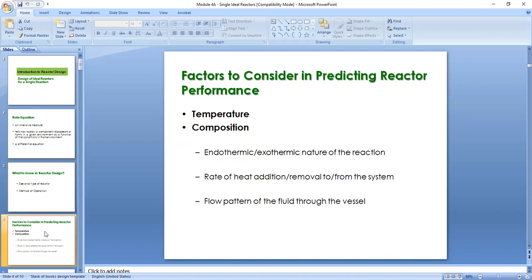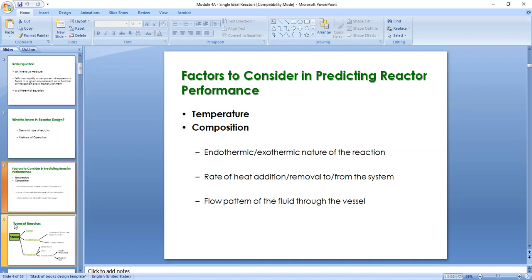Then we discussed the factors to consider in predicting reactor performance. So we have temperature and composition. Temperature has something to do with the endothermic or exothermic nature of the reaction, whether you need to supply energy, or whether there's a need for it to cool down, or energy to be rejected by the system. We also discussed the rate of heat addition and removal to and from the system, and the flow pattern of the fluid through the vessel, especially if the vessel has solids present in it.